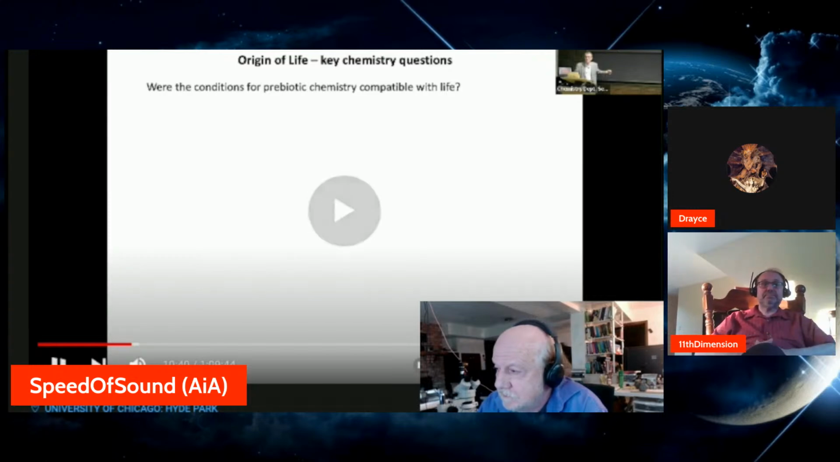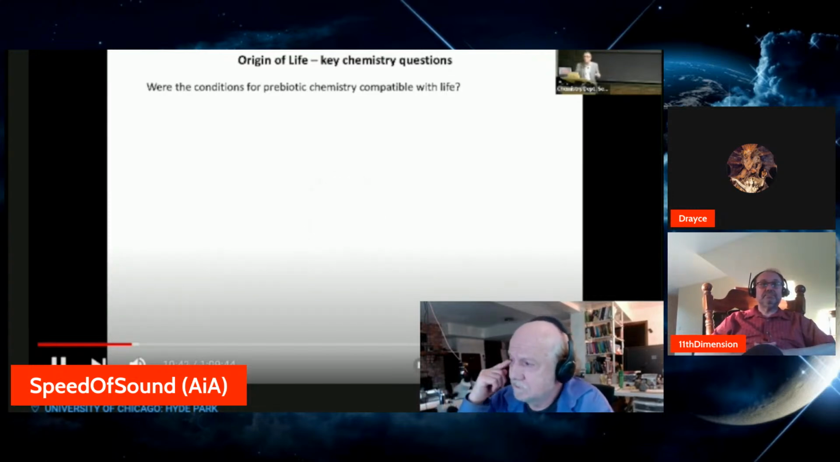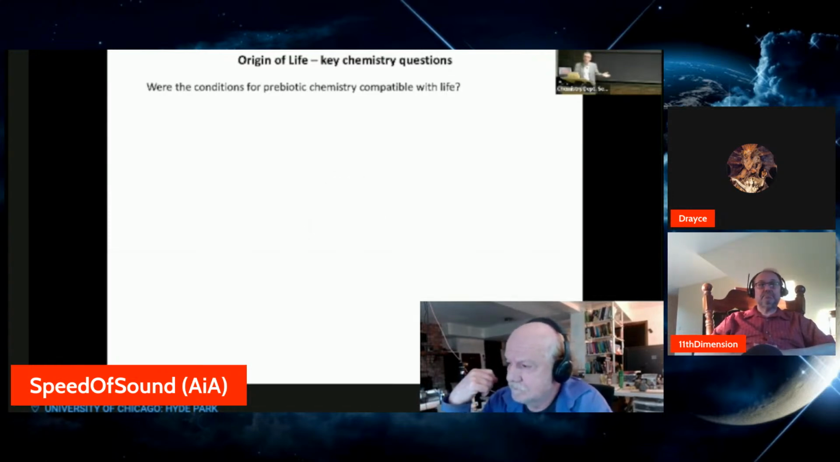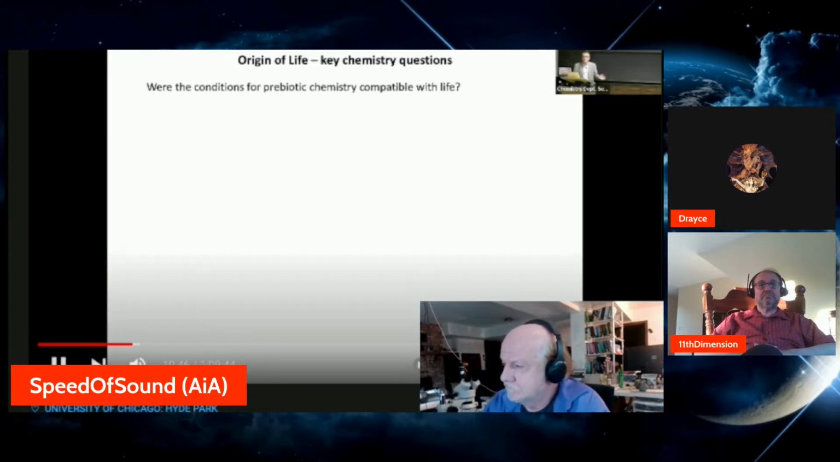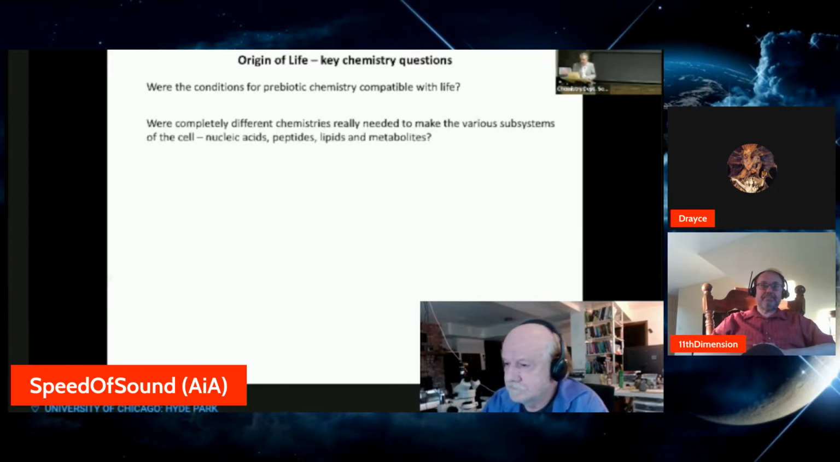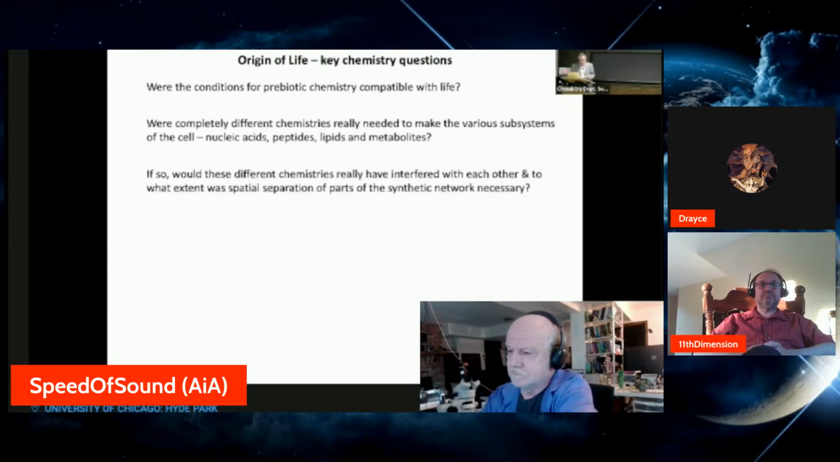Proceed under conditions in which they could function in a living system? Or can we make some of them by chemistry that's not compatible with life, store them up, and then later use them to initiate a living system? Do we actually really need completely different chemistries to make the various subsystems of the cell? That's an assumption. People have just assumed you need different chemistries. It's not being rigorously or exhaustively experimentally tested. So we should start doing that.